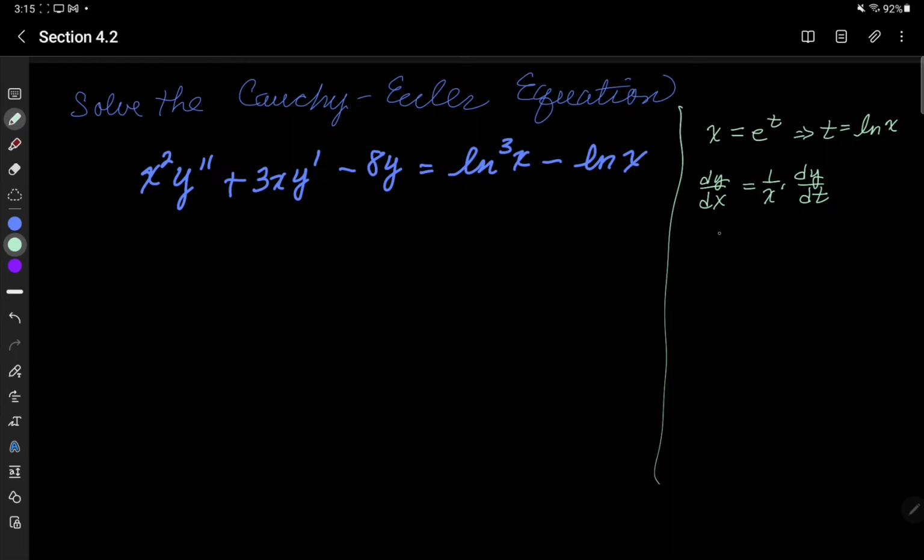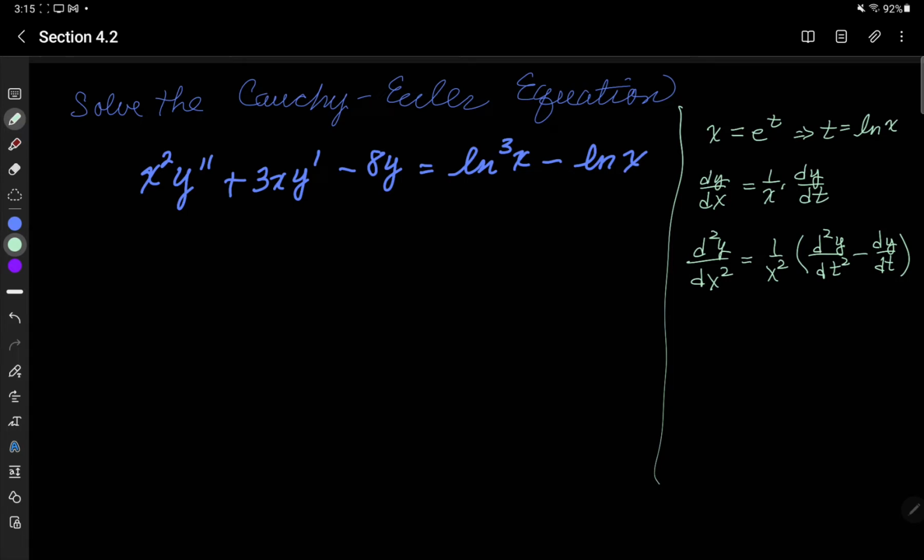and that d squared y over dx squared becomes 1 over x squared times d squared y over dt squared minus dy over dt.